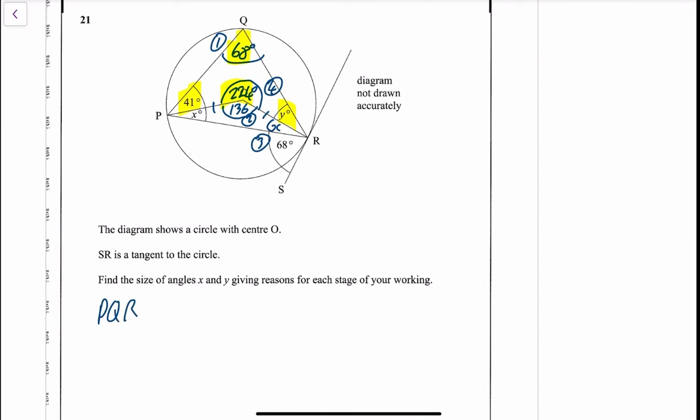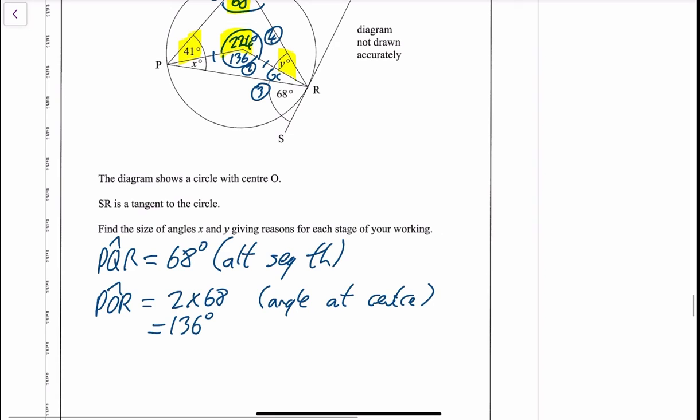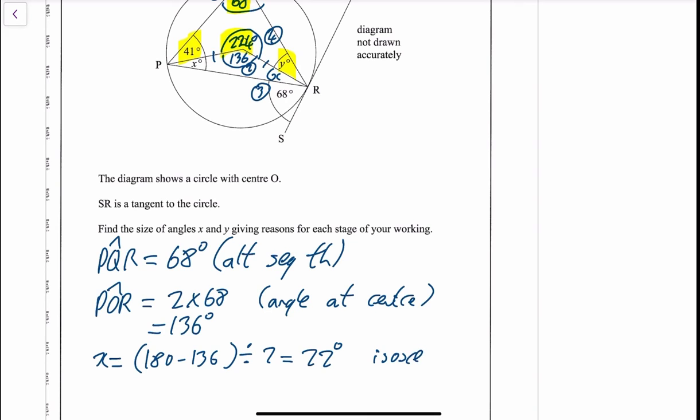So PQR was the first thing we did. It was 68 degrees, and that was by the alternate segment theorem. You then had POR is equal to 2 times 68, which worked out to be 136 degrees. That was by the angle at the centre. The next thing then, we found our x. I don't think I actually found the x, but we knew your x is going to be 180 minus 136, and then divided by 2, which got you 22 degrees, and that's because it's from an isosceles triangle. That's really where that comes from.